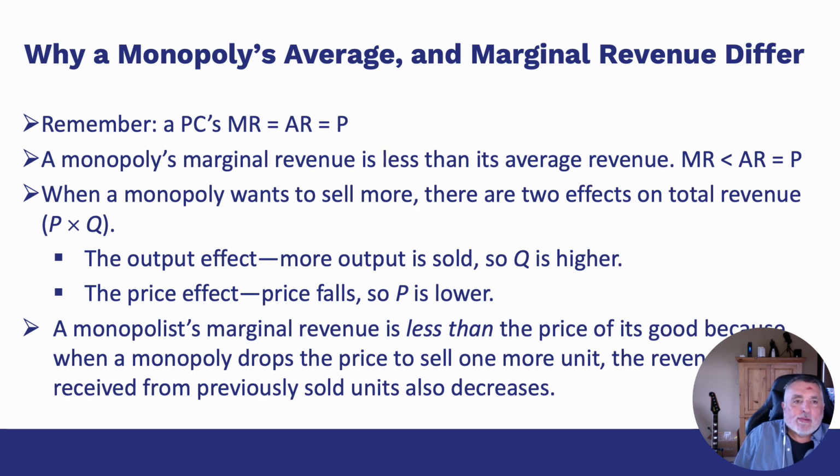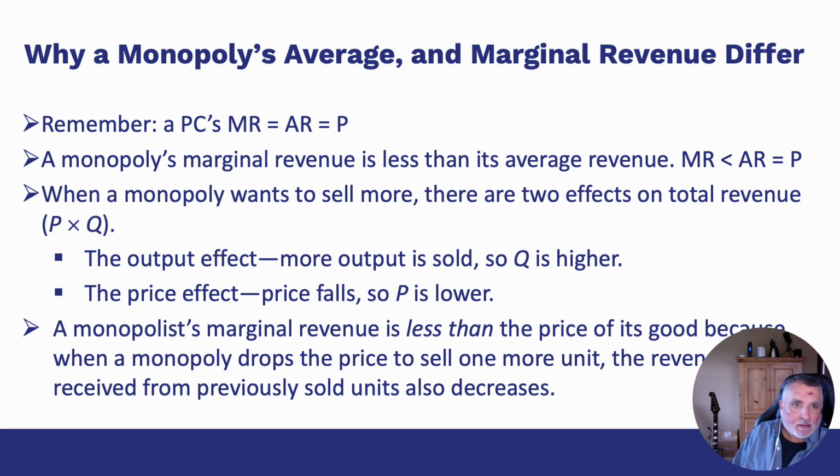All right, so remember, the PC is marginal revenue equals average revenue equals price. A monopoly's marginal revenue is less than the average revenue, and the average revenue is equal to the price. The reason that happens is that since the monopolist can control the price, because they're the only game in town, it's called the output effect or the price effect. I kind of use them interchangeably. But what happens is when the monopolist wants to sell more, they can do that by lowering the price. So because they have control over the price.